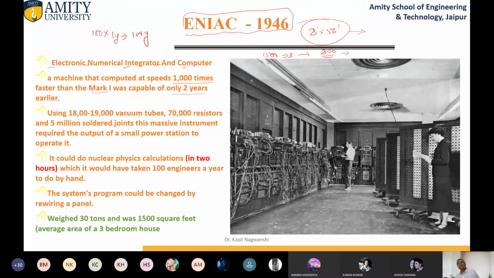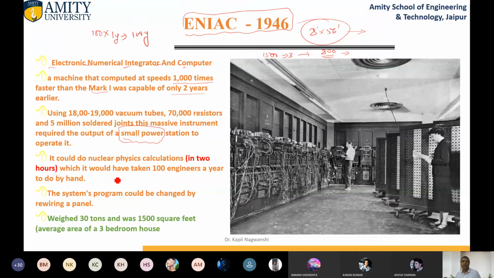Before this, in 1943 or 44, the Mark 1 was developed. Using 18,000 to 19,000 vacuum tubes, 70,000 resistors and 5 million soldered joints, this massive instrument required the output of a small power station to operate it. One small power station is required because so many vacuum tubes are there, and vacuum tubes use a very huge amount of power.